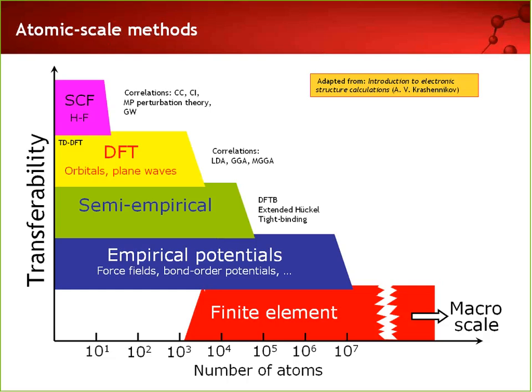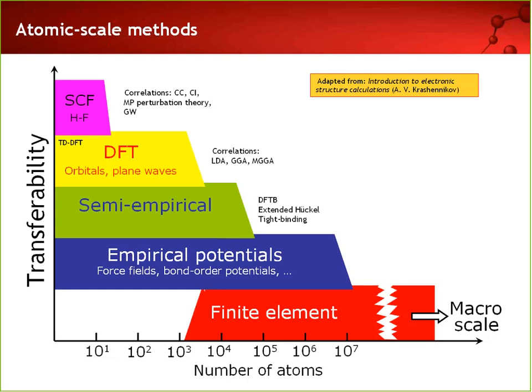But otherwise, we can basically treat any combination of atoms that we want, any type, any kind of molecule, oxide, metal combined with semiconductor, whatever. If we can't afford DFT in the sense that we need still more atoms, we can go to semi-empirical methods, and there are many to choose from.